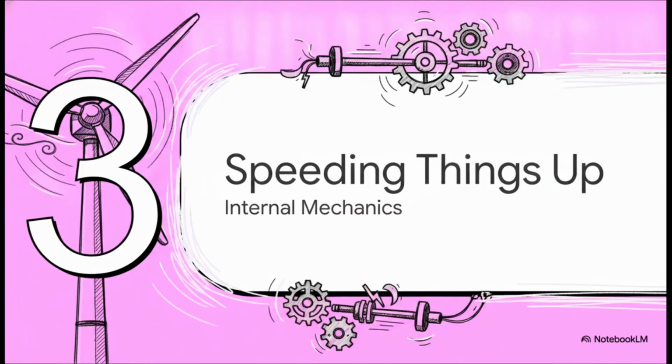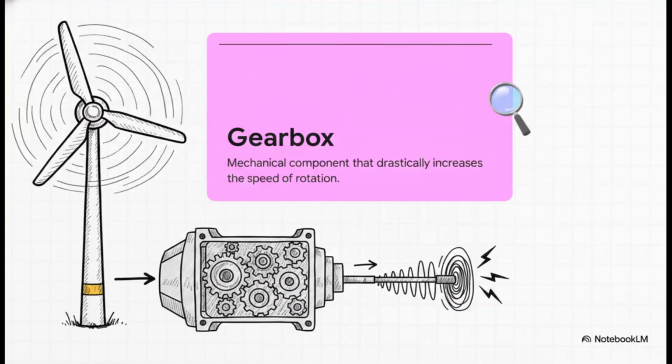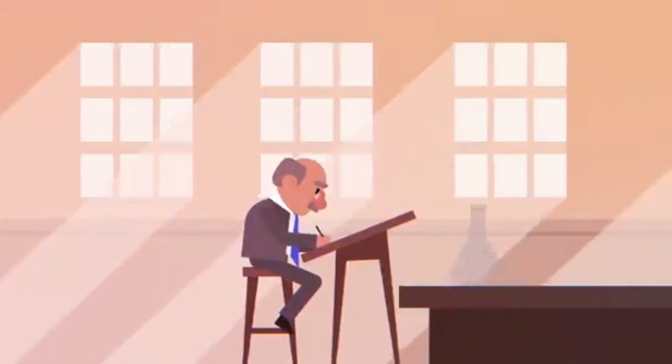Section 3. Speeding things up. Now we're moving inside the machine, and the mechanical action is about to get really fast. So that turning rotor we just talked about, it takes that energy baton and passes it right to a low-speed shaft. But here's the thing, a slow spin just isn't going to cut it for our power grid. Enter the gearbox. This is a critical mechanical component sitting right at the heart of the turbine, and its entire job is to drastically increase the speed of rotation. It basically bridges the gap between the slow, heavy sweep of the blades outside and the incredibly rapid movement required to actually generate electricity inside.